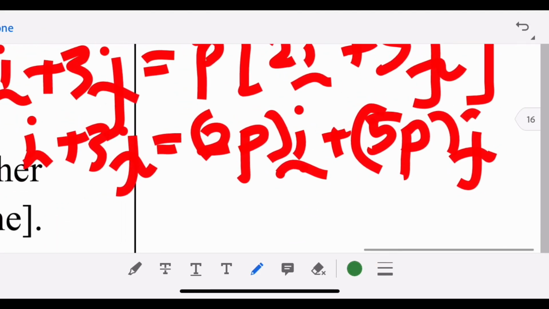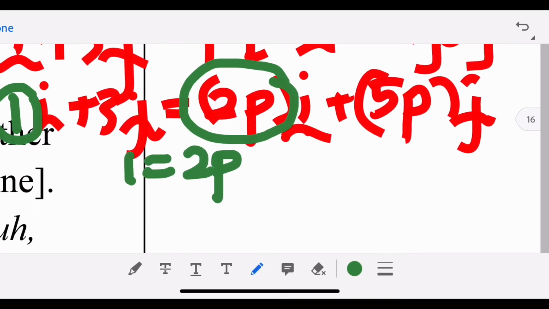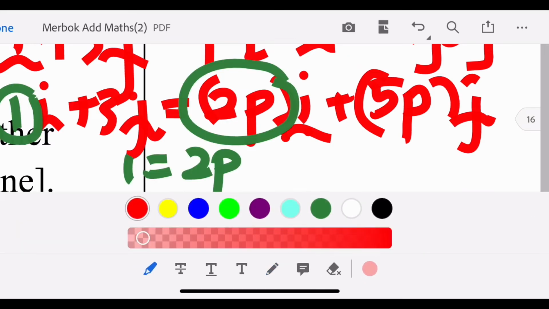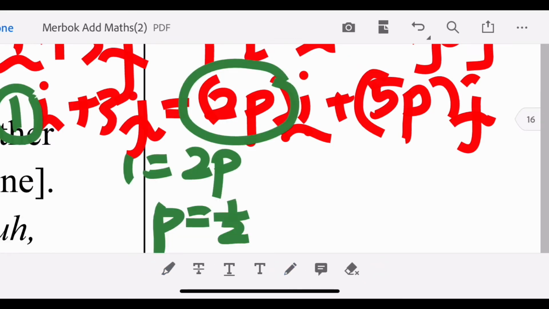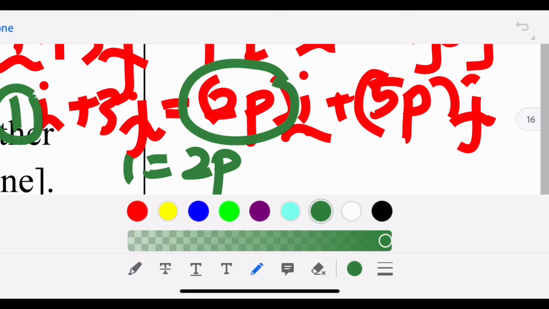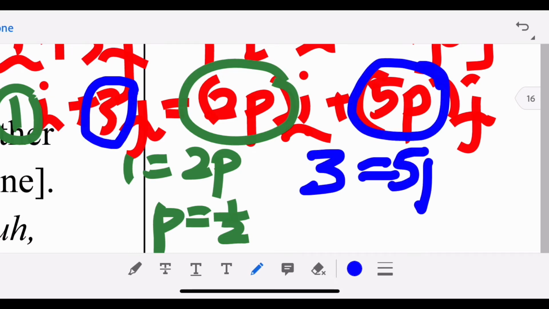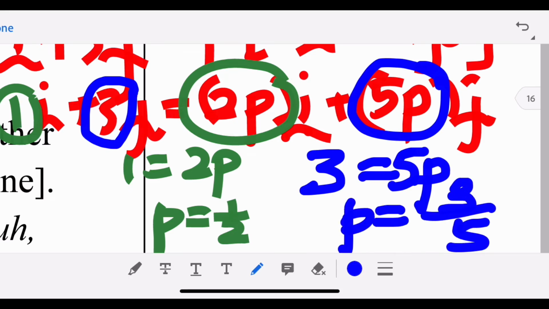So then you can say 2p equal to 1, right? We just compare between i and i. The constant 2p, constant means a number in front of the i, is equal to 1. So p is 1 over 2. And then if I use the j, the component of the vector j, I will just compare the 3 and the 5p, right? So 3 equal to 5p, and I'm getting p equal to 3 over 5.